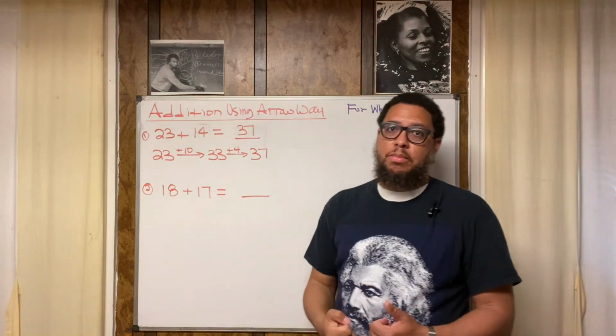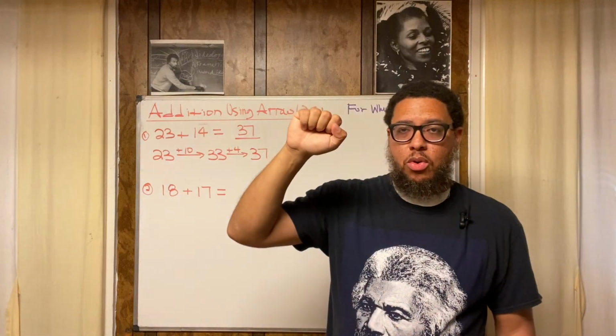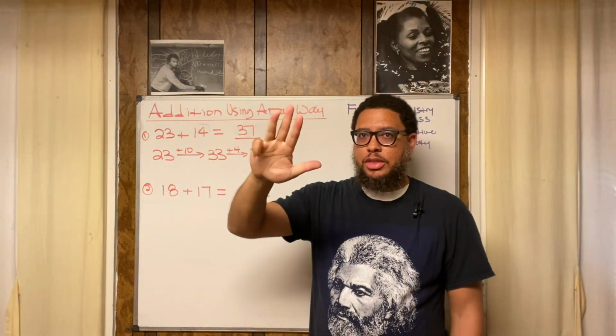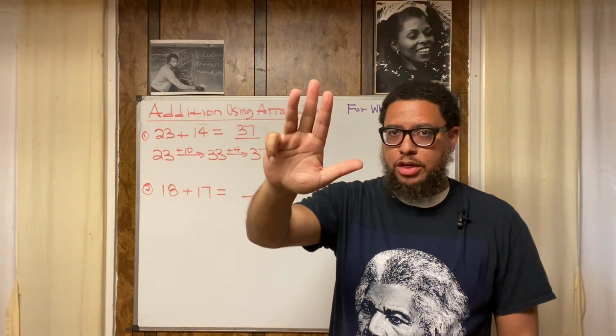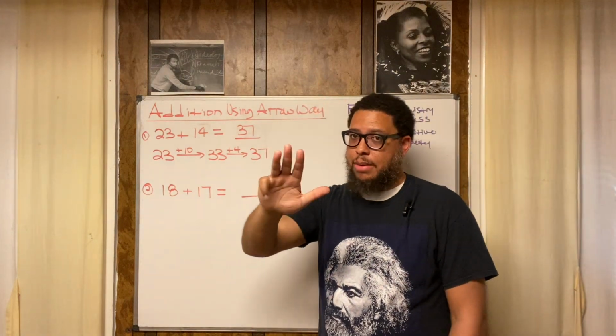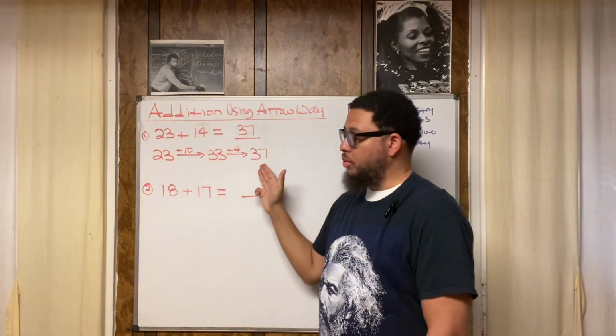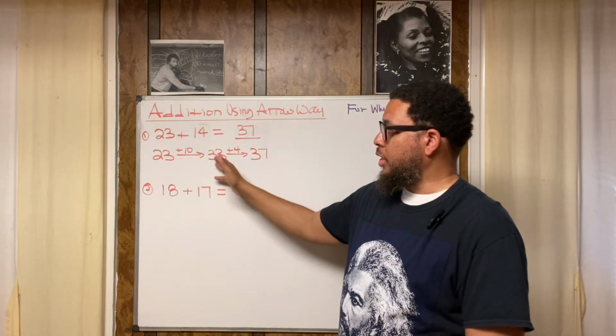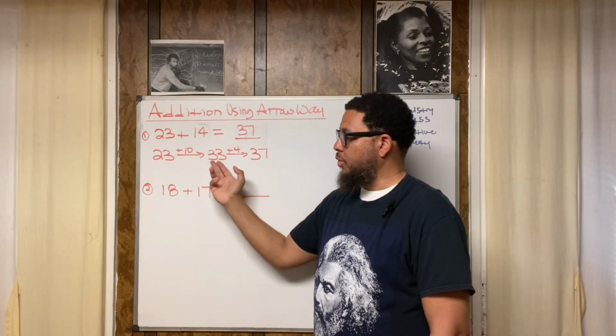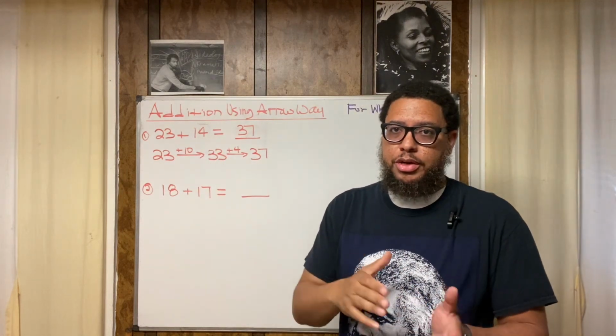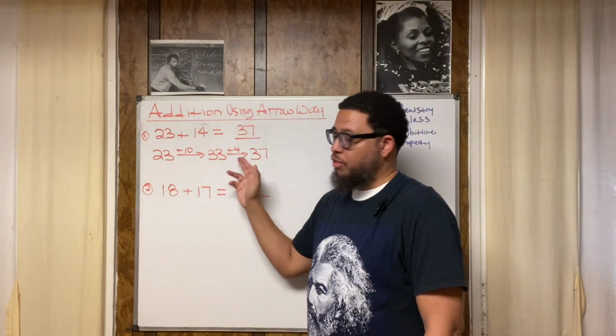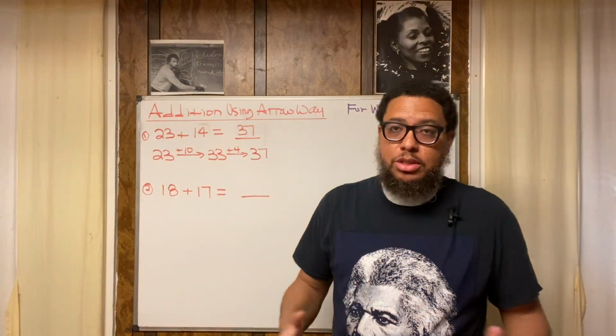Now I can use the count on method, start at 33, go 34, 35, 36, 37. See, I got 4 fingers up, and I stopped counting at 37. That's why my answer is 37. Or you could think of it like this. Separate this 33 into 30 plus 3. And then I want to add 3 plus 4. I could just add up all my ones, 3 plus 4.